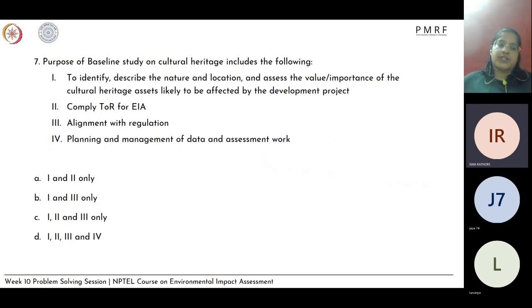So moving on to question 7, the purpose of baseline study on cultural heritage includes the following. First, to identify, describe the nature and location and assess the value or importance of the cultural heritage assets likely to be affected by the development project. 2, to comply with the TOR for EIA. 3, to alignment with regulation. And 4, planning and management of data and assessment work. So again, you need to select all of the options which are correct.